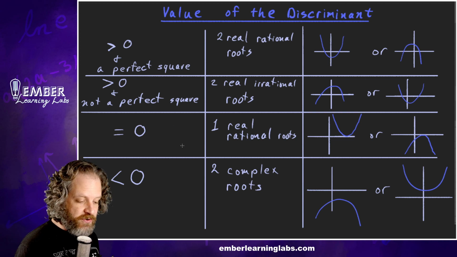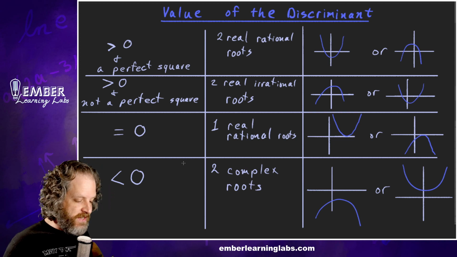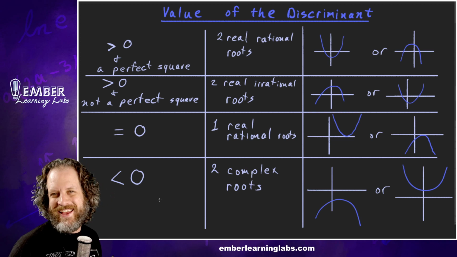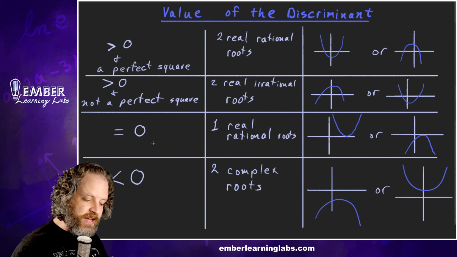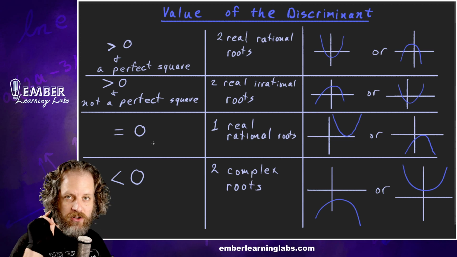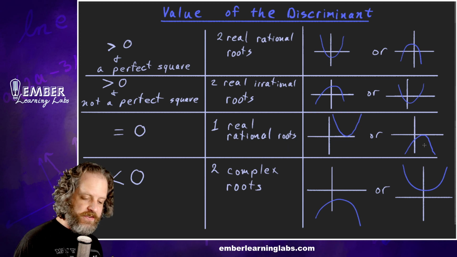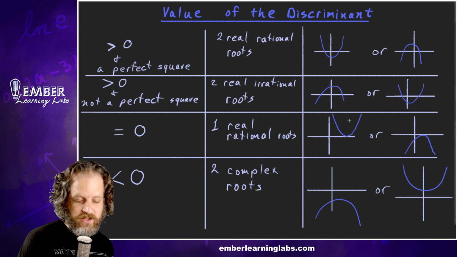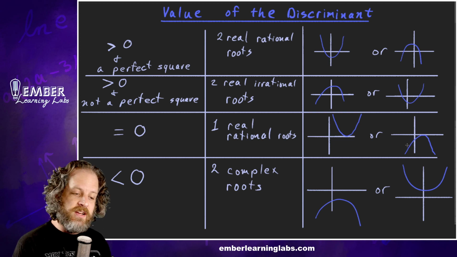Now if the discriminant turns out to be 0, we had one of these in this lesson. Actually, we had one of every one of these things as examples. If the discriminant turns out to be 0, then you only have one rational real solution. So that's a case where the function just touches, just kisses, that x-axis. It only touches it once.